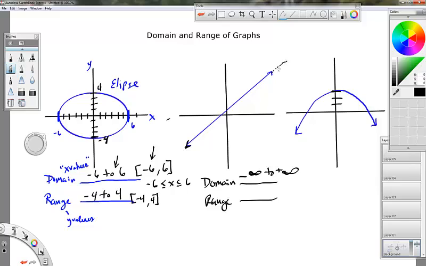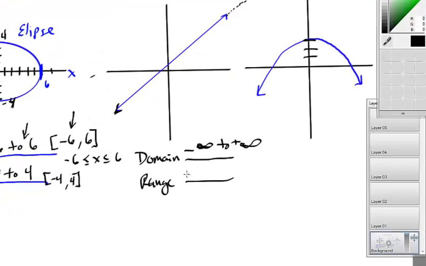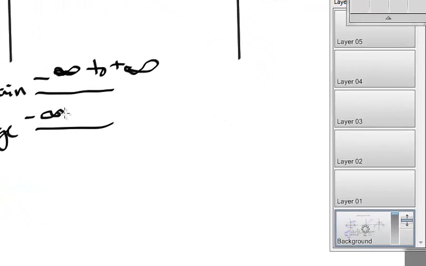So the range is like saying how far down to up does it go? Well, it goes down forever and up forever. So this is the same answer. Negative infinity to positive infinity. I'm going to leave the infinity symbol just kind of naked there because it's assumed that it's positive. A little bit different. Here's the domain for an upside down parabola like this.